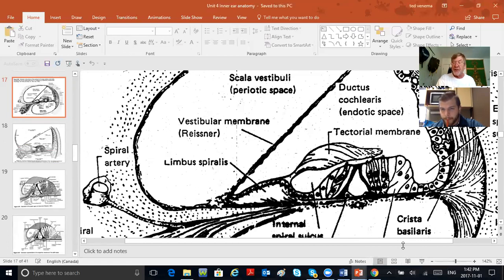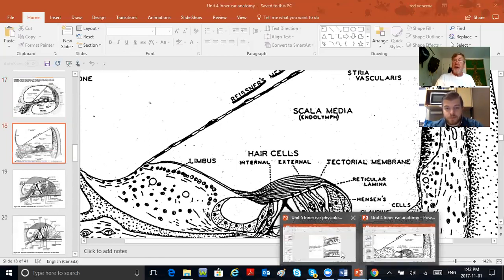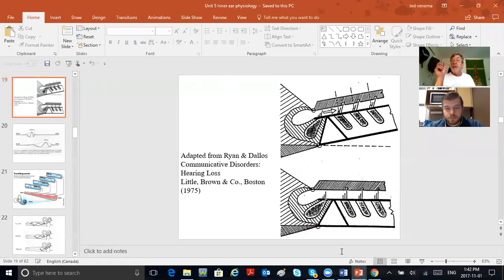If we go to the next slide, same thing. You can see the same thing here. Endolymph fluid, which would be right where my cursor is going, touches the hairs, whereas cortilymph is filled here, and cortilymph is perilymph inside the scala media. This is how the hair cells can change motion into electricity.